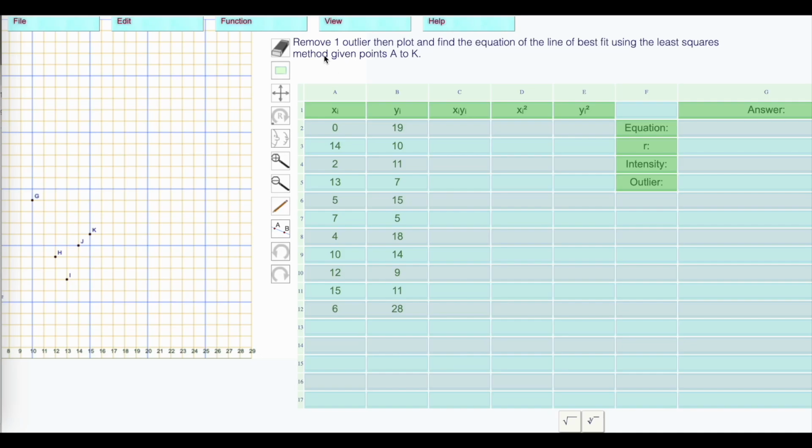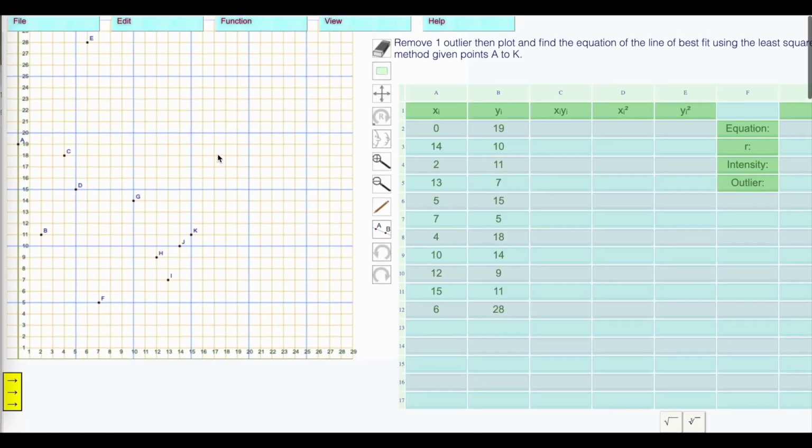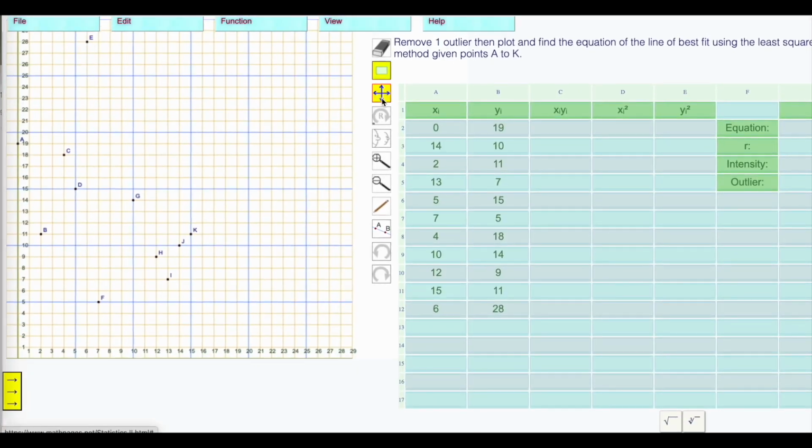Welcome to level 11. Remove one outlier, then plot and find the equation of the line of best fit using the least squares method given points A to K. I'm looking for an outlier. Looks like it's E. If you wanted, you could use the rectangle of best fit. The E just doesn't fit inside this rectangle.